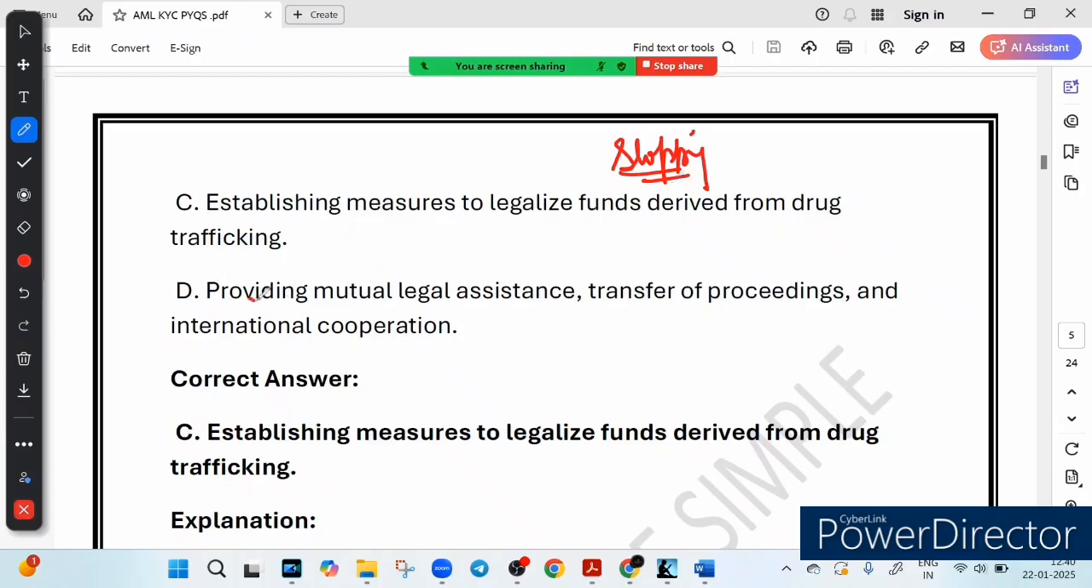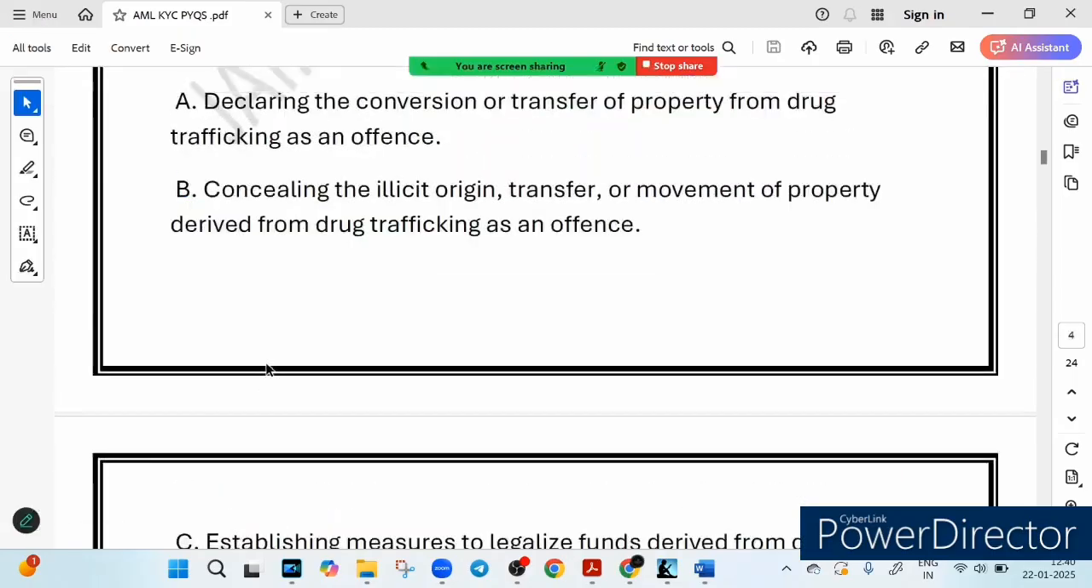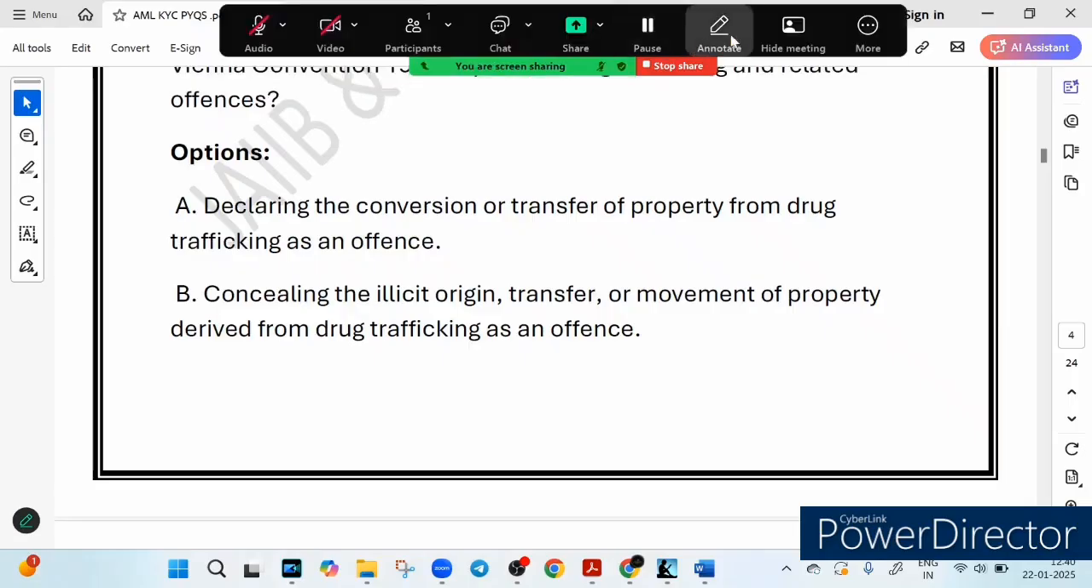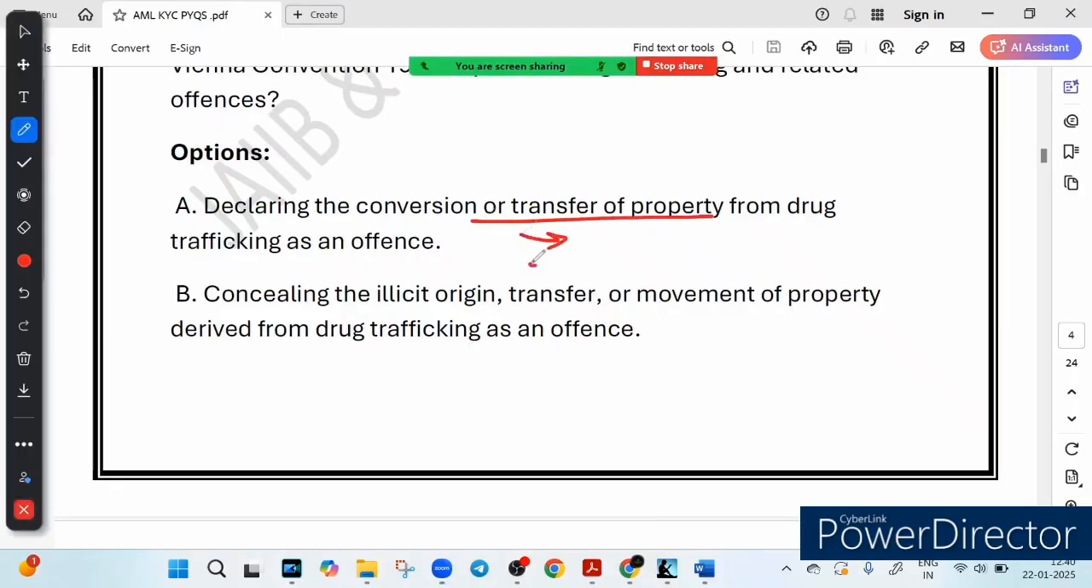And option D says providing mutual legal assistance, transfer of proceedings and international cooperation. See, this is spot on. The convention emphasized teamwork among countries. It encouraged sharing legal resources, transferring cases and cooperating internationally to tackle drug trafficking, right? So what do you think is the correct answer? Option number C is incorrect, right? The question is regarding incorrect. So let us recap what we have seen: declaring the conversion or transfer of property, this was mandated.